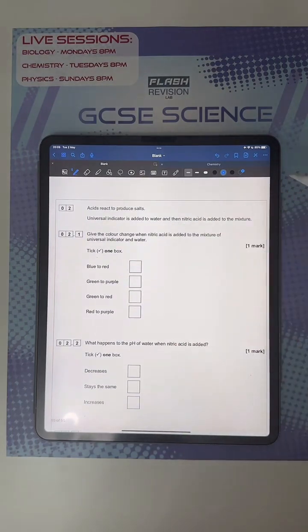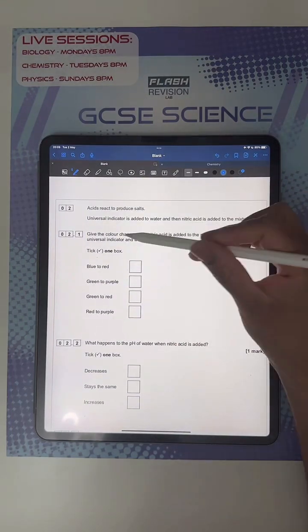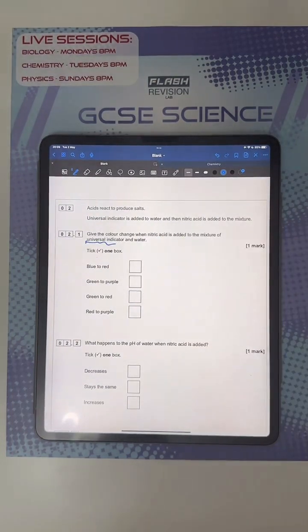Give the color change when nitric acid is added to a mixture of universal indicator. So what color would an acid be when you add it to universal indicator? What's the color change going to be? What do you guys think?